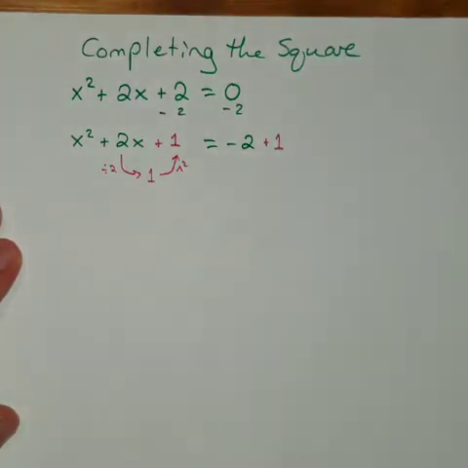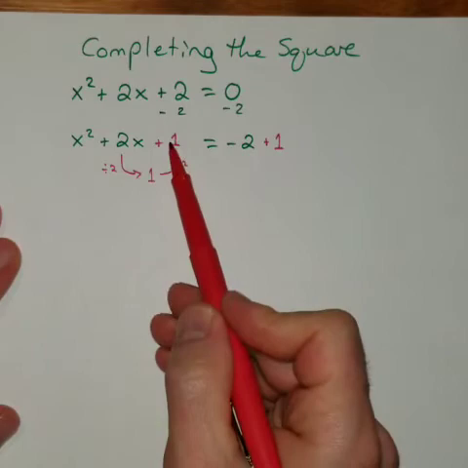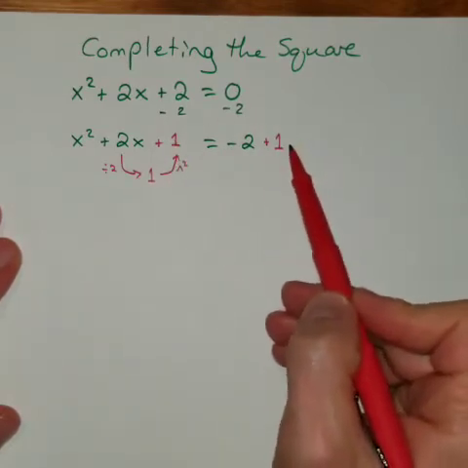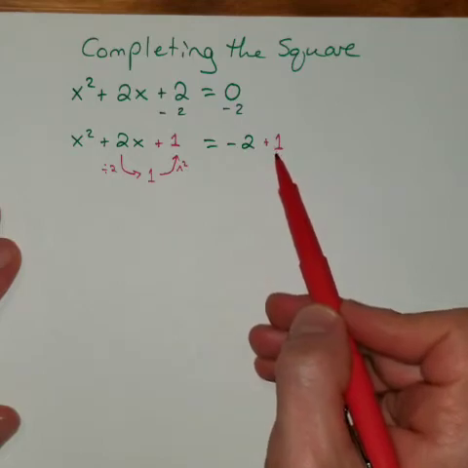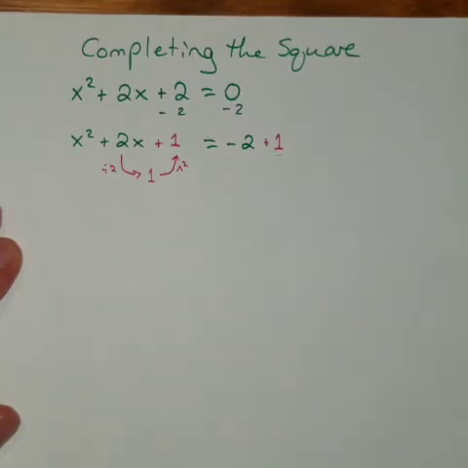This is the key step. I think this is a step that most people forget. Once they've got the 1 on the left side, you also have to add it to the right side. It has to be added to both sides to balance out the equation. Okay. Now we're going to do some factoring.